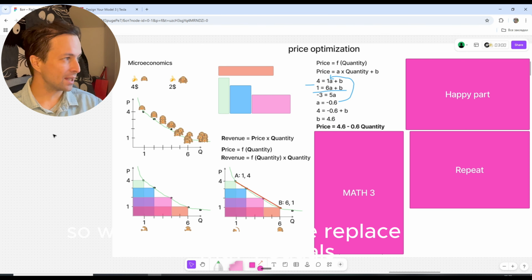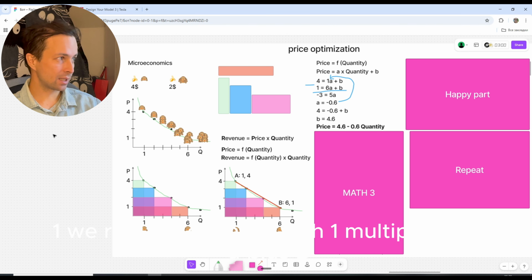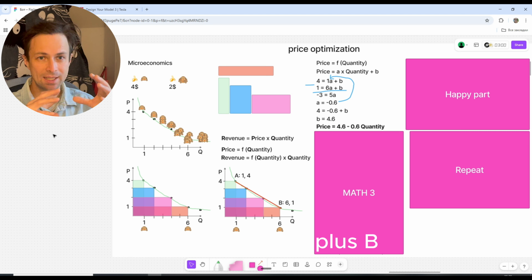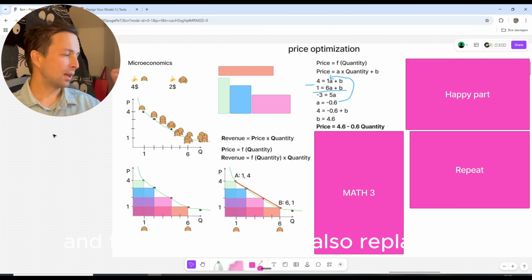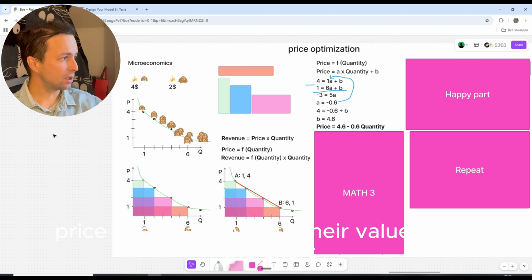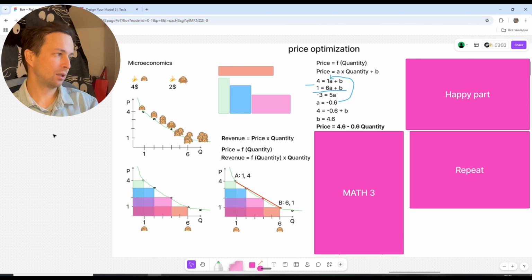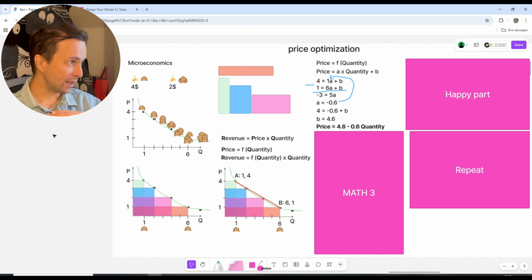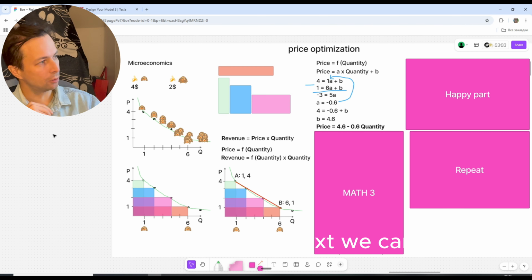So we can say that 4, we replace price with 4, equals 1, we replace quantity with 1, multiplied by A plus B. So 4 equals A plus B. And for another dot, we also replace price and quantity with their values from the chart. So we can say 1 equals 6A plus B. What we can do next?